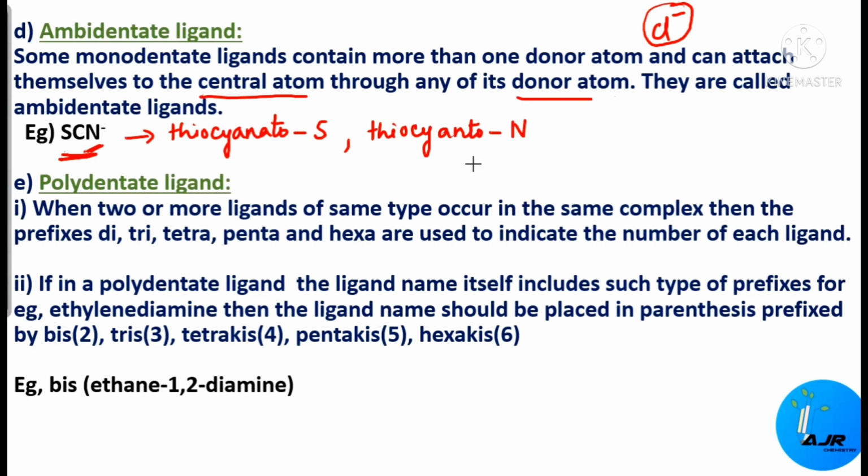Understood. This is how we will be writing: depending upon the linkage, which is the donor atom, the name of the ligand will be changing. Understood. Okay. So next one is polydentate ligand.